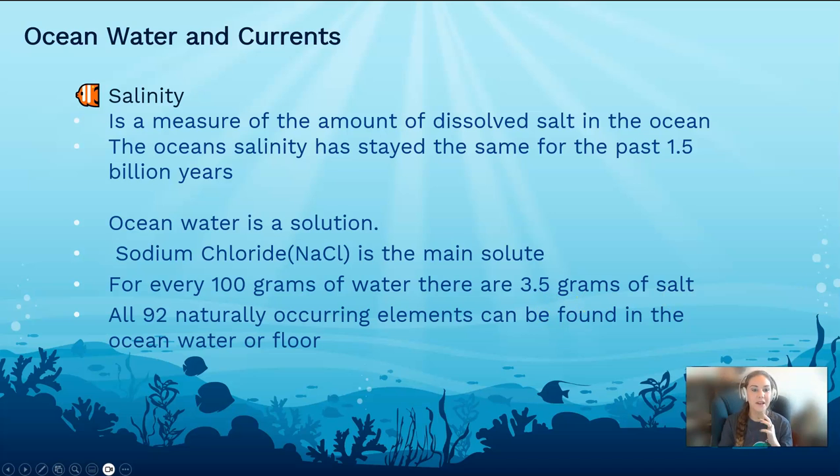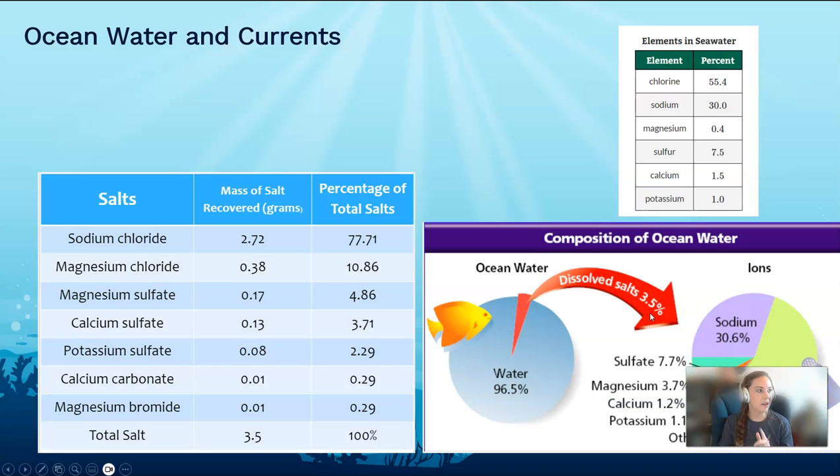Now all 92 naturally occurring elements can be found here in the ocean water or on the ocean floor. And that's pretty cool. Just think about how amazing it is that all of the elements that we've discovered can be found somewhere in the ocean.